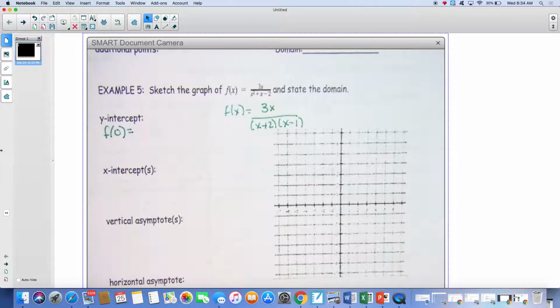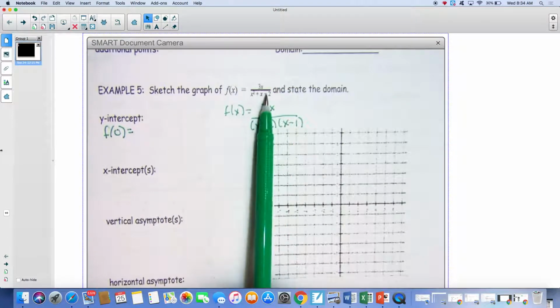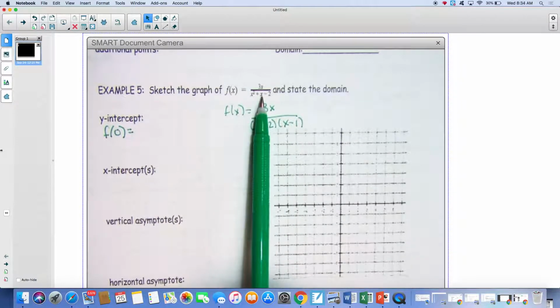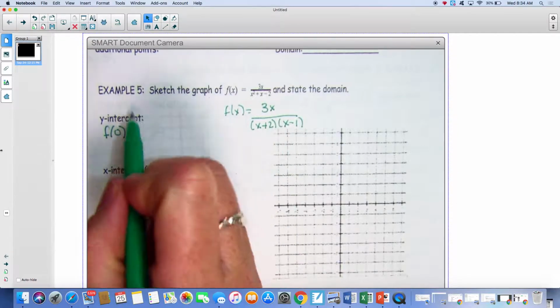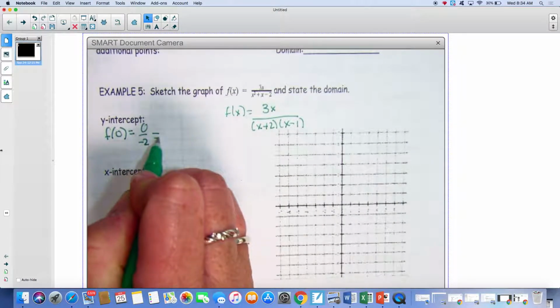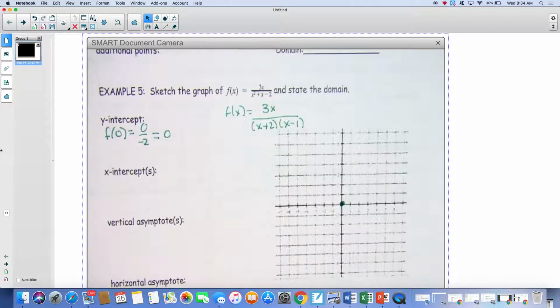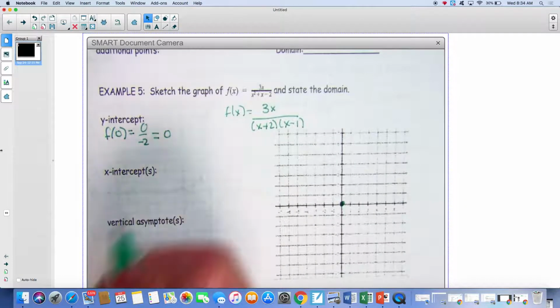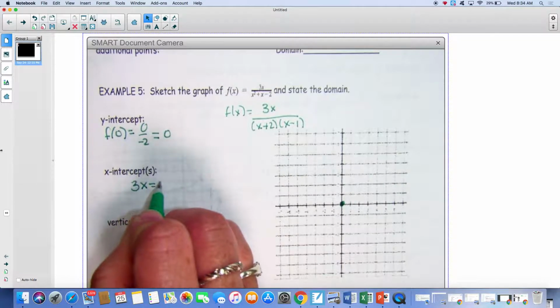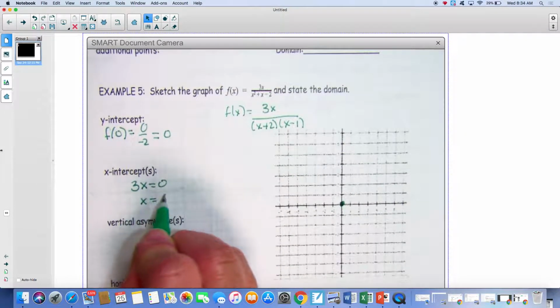When you go to find your y-intercept, I always plug it into my original, because that means all these x's go to 0. So I get 0 over negative 2, which equals what? 0. Where do I find my x-intercepts? They're just the zeros. It's where the numerator equals 0, which is also 0.